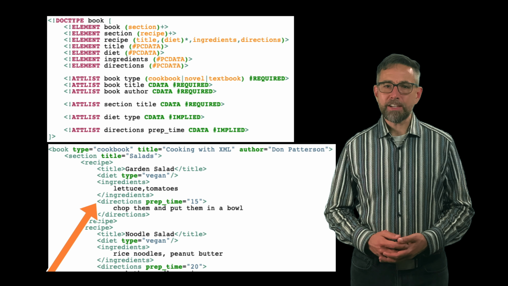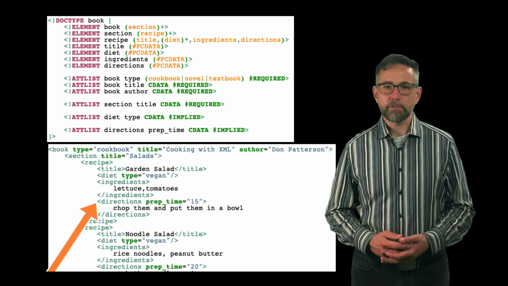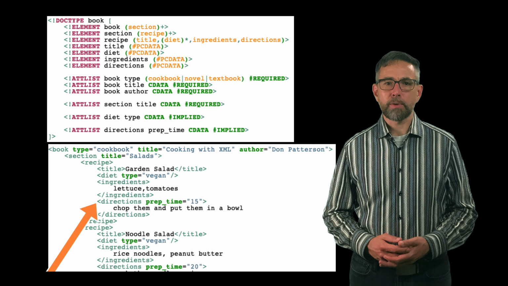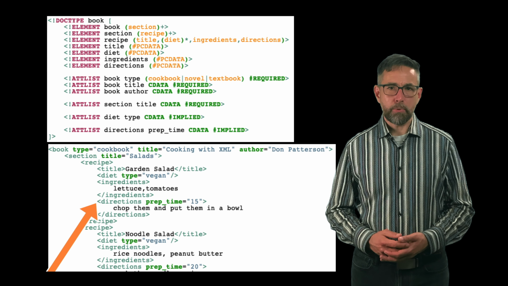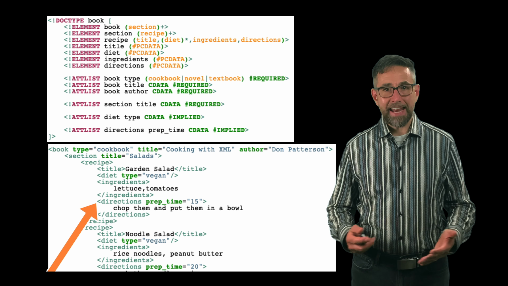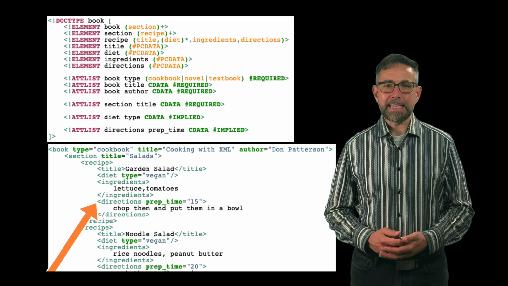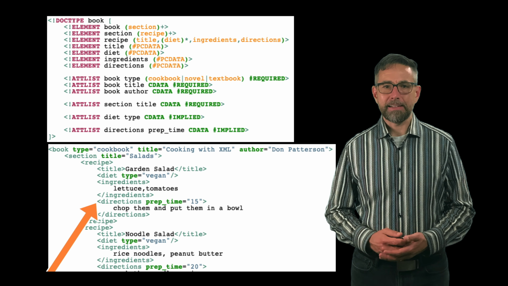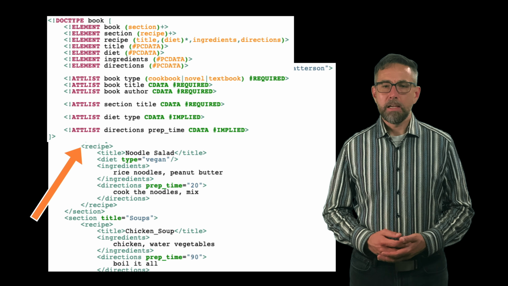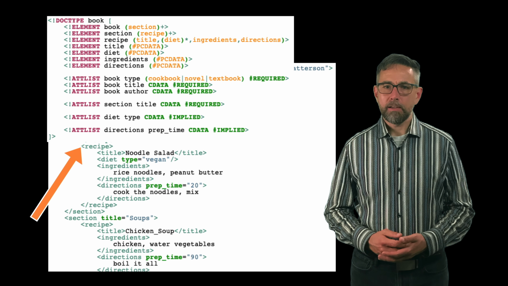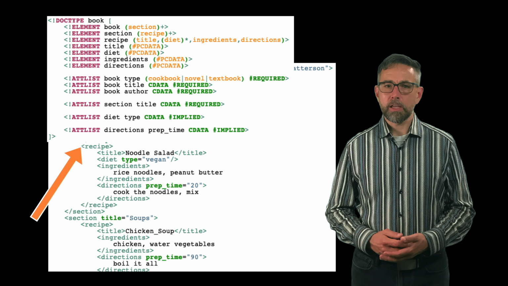And finally, the directions tag. The directions tag is allowed to be a child of recipe, and has to be the last child of recipe. It has an optional prep time attribute, which can have any data that we want. And then finally, the child of directions must be data, can't be another node. The second recipe for noodle salad, scanning that real quick, looks pretty good.